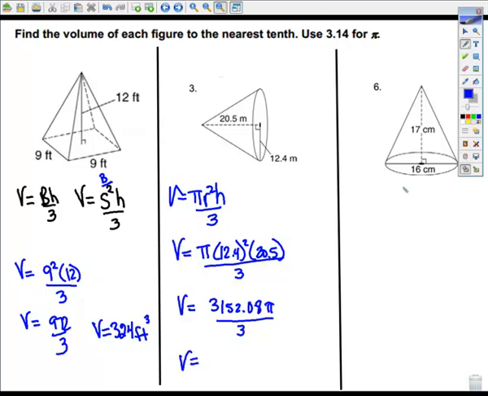I'm going to go ahead and substitute 3.14 in for pi. And really, you could have done it in this other step too. So I have 3.14 times 3,152 and 800ths. It says let's round this to the nearest tenth, so I will take that and call that part 9,897.5 and then divide it by 3.